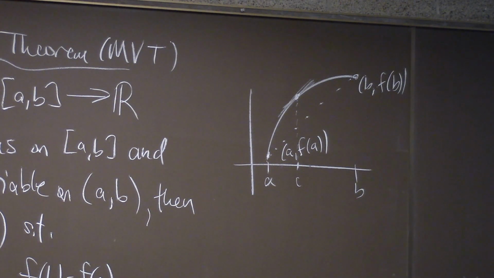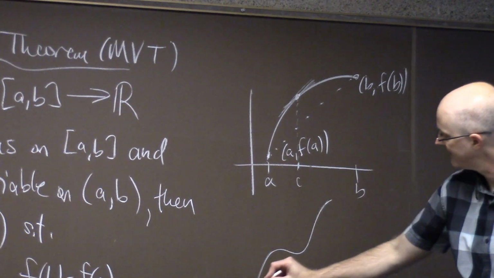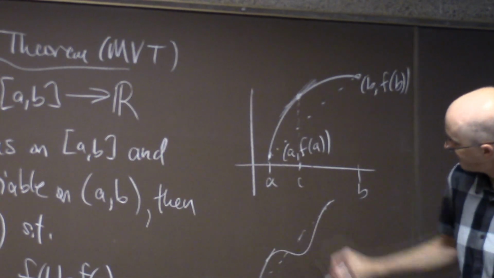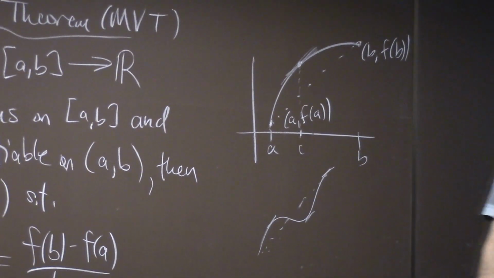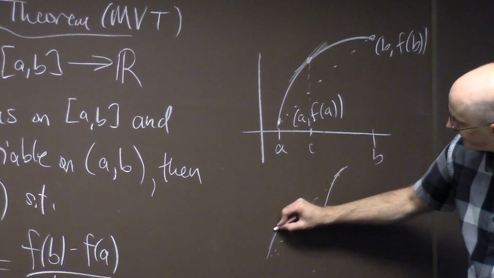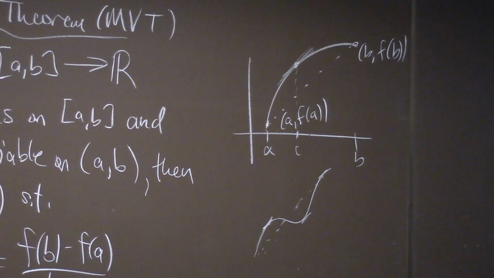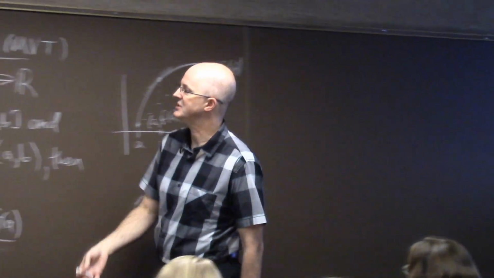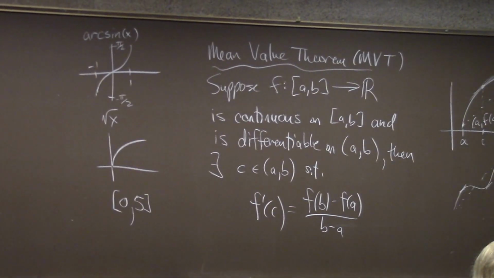So right about there would be the C that is guaranteed to exist in the conclusion of the mean value theorem. There can be more than one C. Graph looks like that. There's your secant line. There's more than one spot where the slope of the tangent is the same as the slope of the secant. Okay, so there can be more than one C, but there's guaranteed to exist at least one C. So that's the statement. There's a visual emphasizing the geometric meaning. Here are a couple examples emphasizing that you only need differentiability on the open interval.